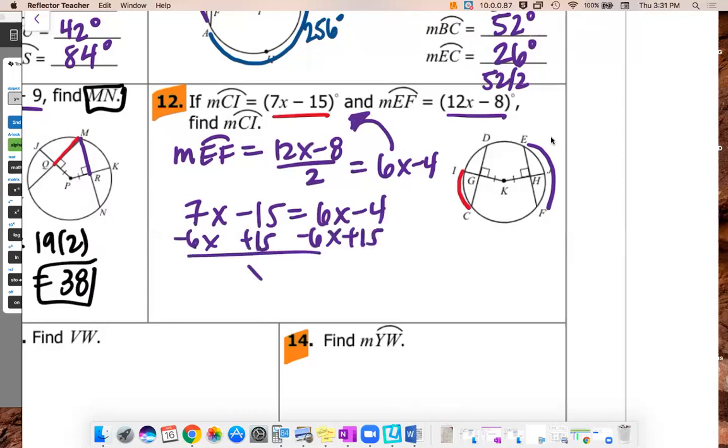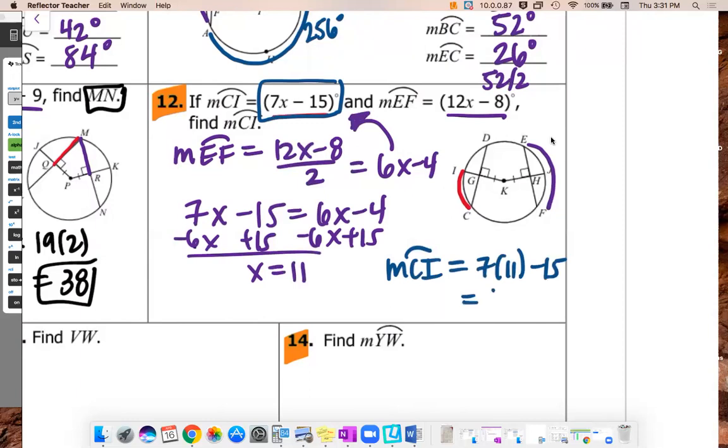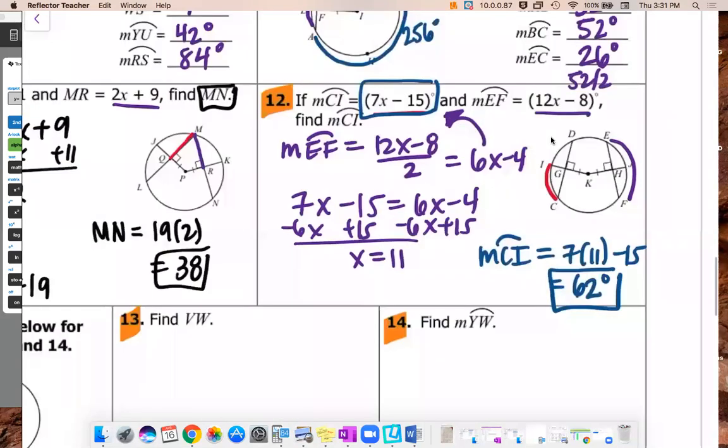So you get x is equal to 11 in this case, and then they just wanted you to find CI, so you go back up to this equation and plug it in. So measure of arc CI is equal to 7 times 11 minus 15. Do the math, and that should be 62 degrees is going to be the measure of that final arc. So I hope this is making sense.